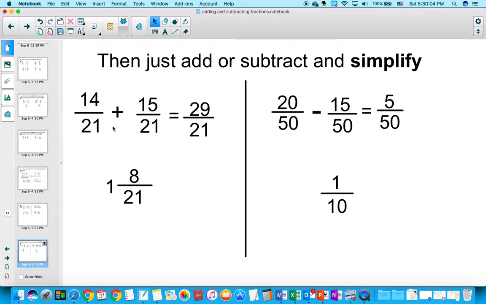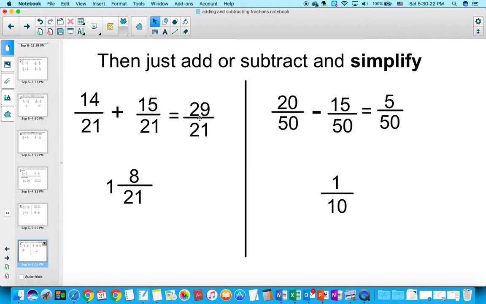I did not change the denominator. Another mistake a lot of people make is that they will take the denominators and add them up. Don't do that. Don't change them. 21, 21, 21. Okay? So you have 29 over 21. You're right, that is correct. But there's more you can do.